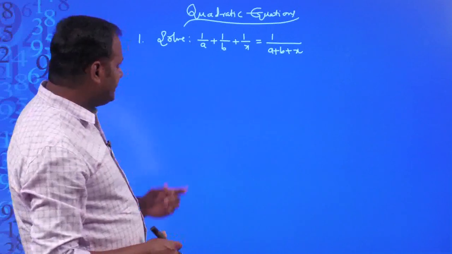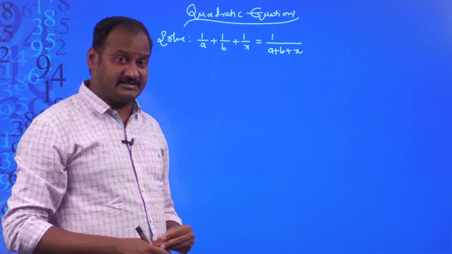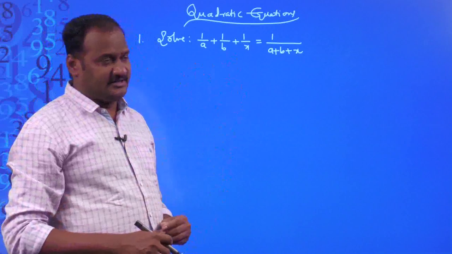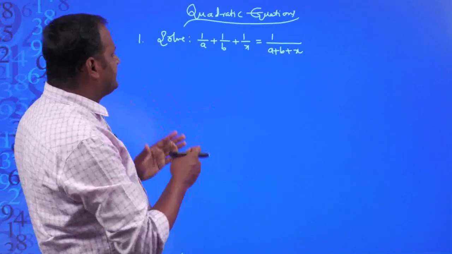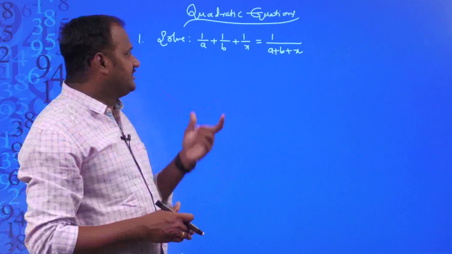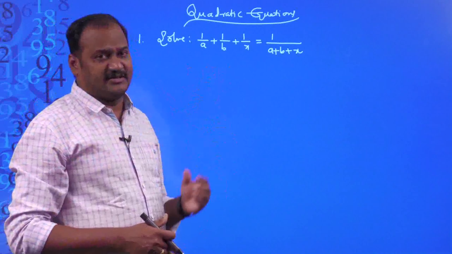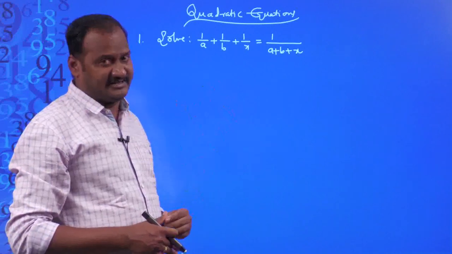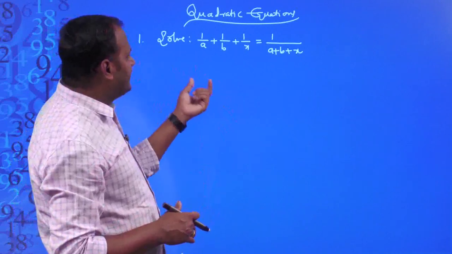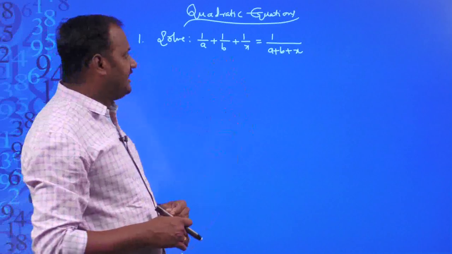See, on the left hand side we have three terms which are fractions, and on the right hand side there is only one fraction. So if you take the left hand side completely and find the LCM, you will get some huge fraction on the left hand side. So just to avoid that, let us try to balance this. 1 by a plus 1 by b plus 1 by x is equal to 1 by a plus b plus x. I will do one thing.